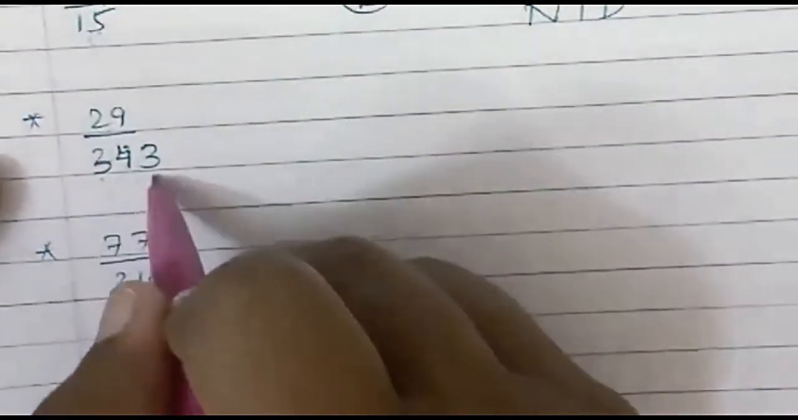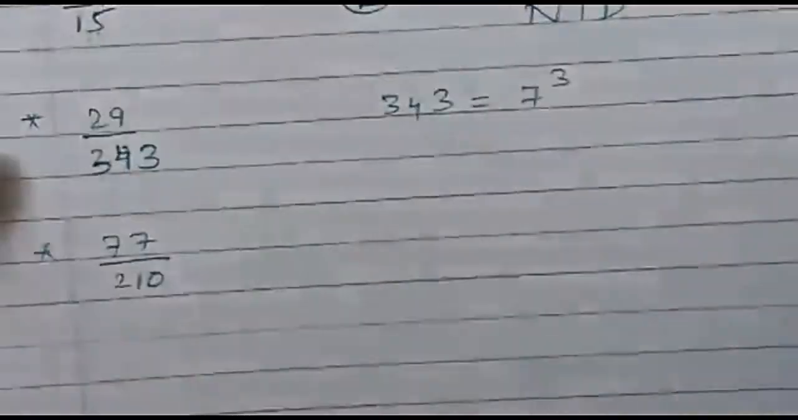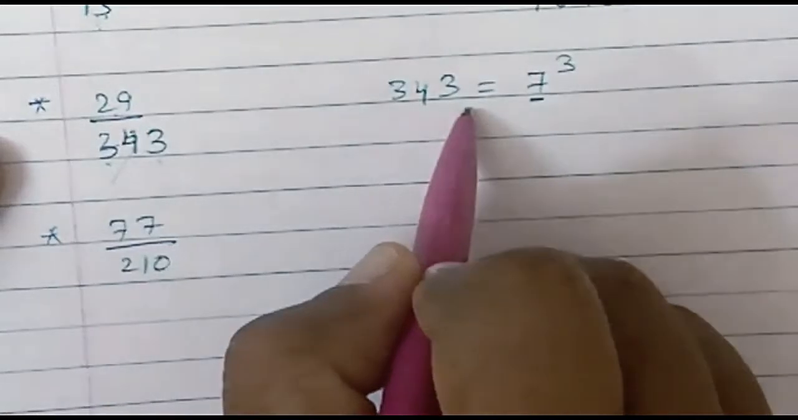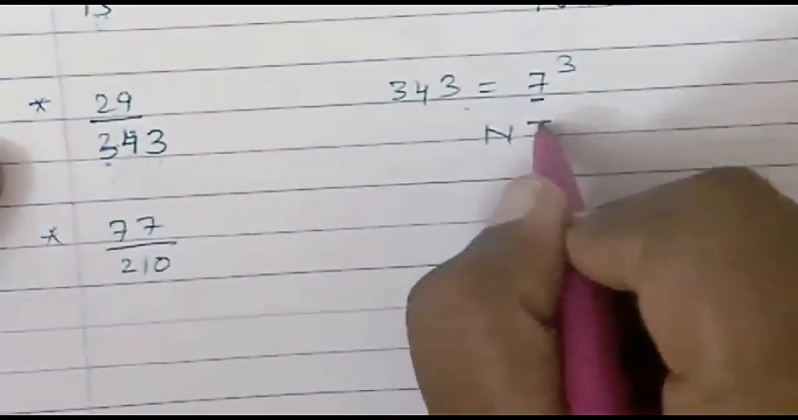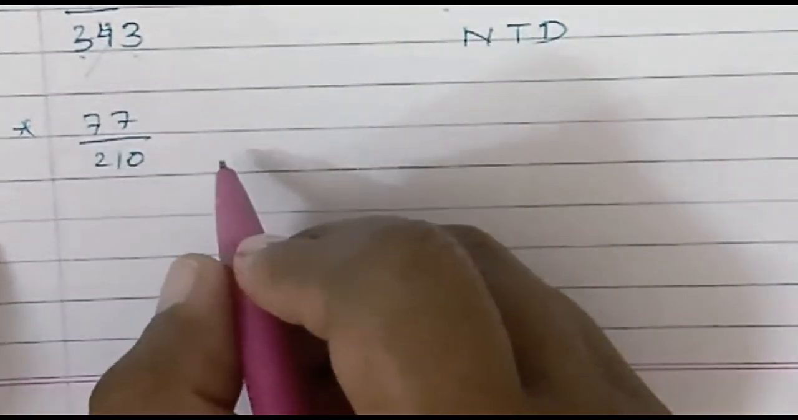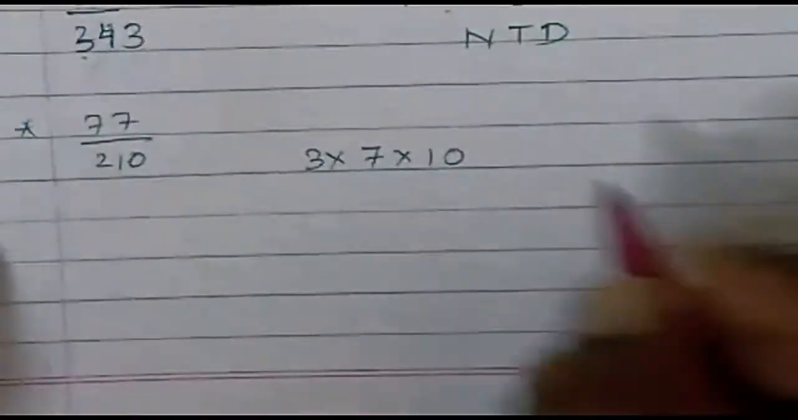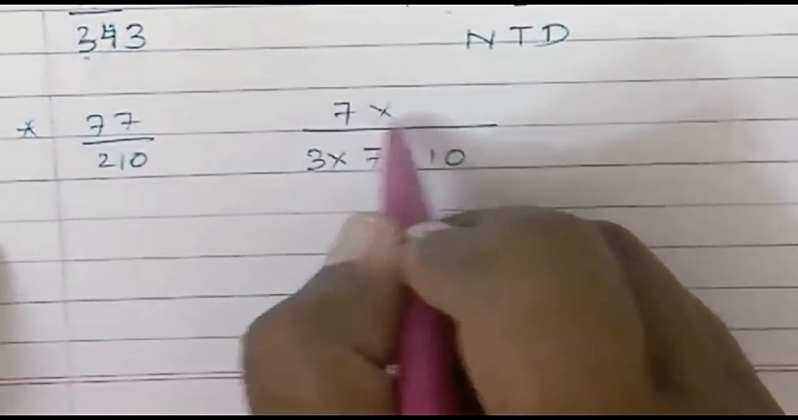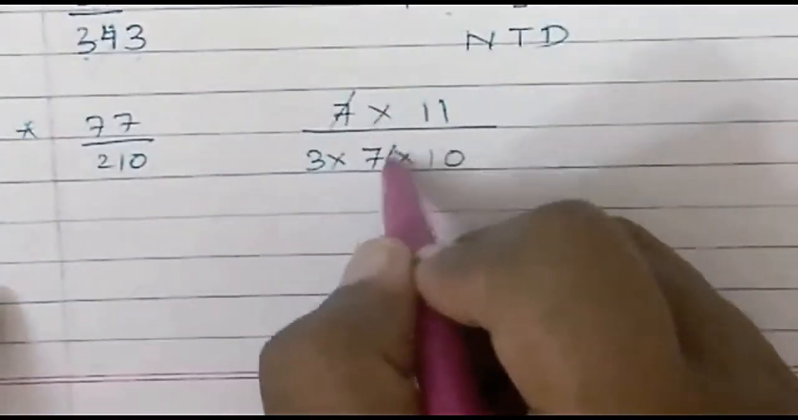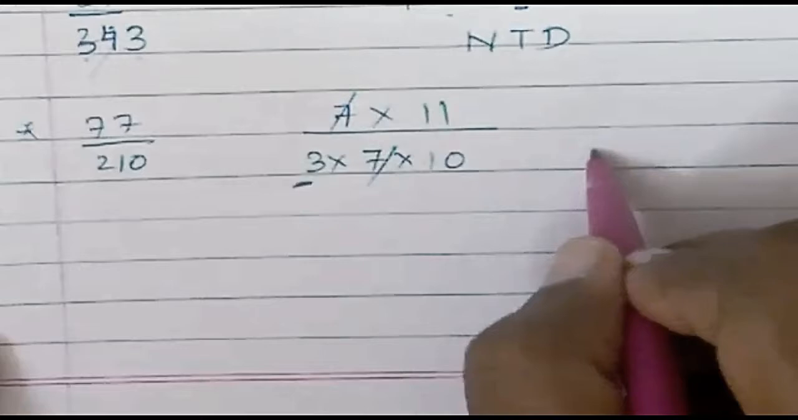Same way 29 by 343. Now 343 is actually 7 cubed. So again it doesn't contain 2 at all, and 29 is not getting cancelled by 7, so this will also be a non-terminating decimal. Okay, 77 upon 210, right? 210 can be written as 3 into 7 into 10, and 77 we can write as 7 into 11. So even though we cancel this 7, we will have the 3 extra, and so again it will be a non-terminating decimal.